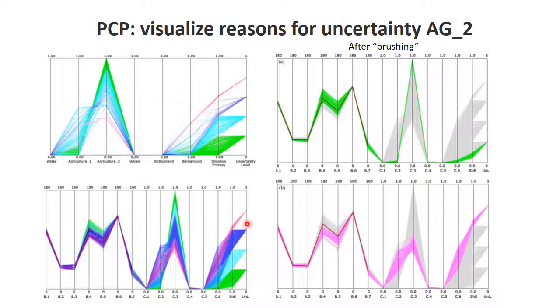We can then also do the same thing for the bands. So we can look at uncertainty on the bands. Again, the uncertainty level for the agriculture class in relationship to bands. And to visualize that a little bit better, because we see some spread and overlap in here, one operation that we can do is brushing.